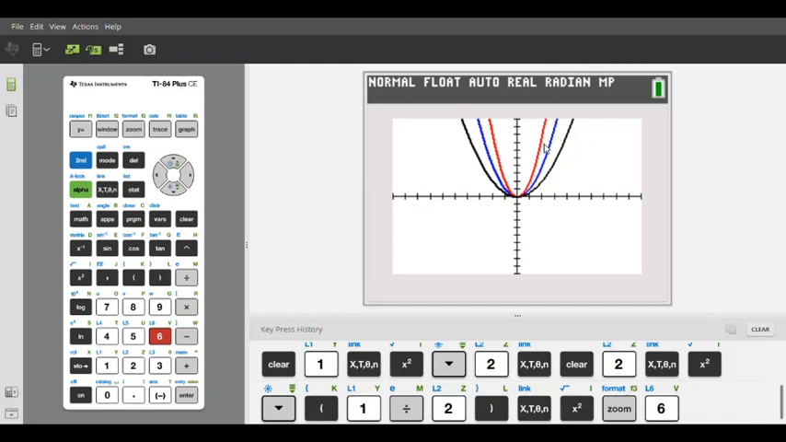Now 2x squared is my red one, so it actually winds up getting skinnier, right? And it's going to be what we call vertically stretched. Now, this black one is the 1/2 x squared. It actually looks fatter or more spread out. We're going to call it horizontally compressed.